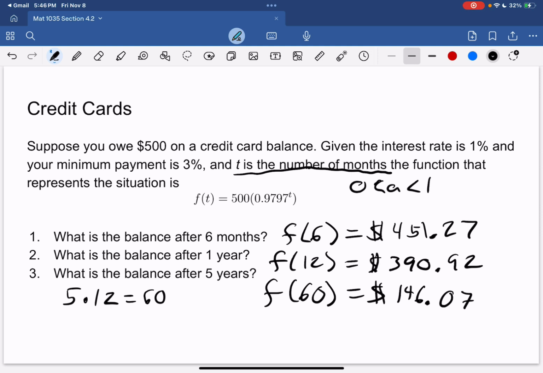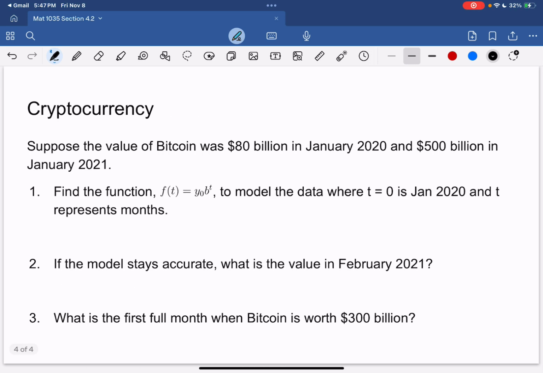Okay, and so my balance would continue to get smaller until eventually I would theoretically hit 0. Okay, all right, so that is one application of this. We'll have a few more different applications to talk about in Chapter 5, but this is just a kind of intro application.